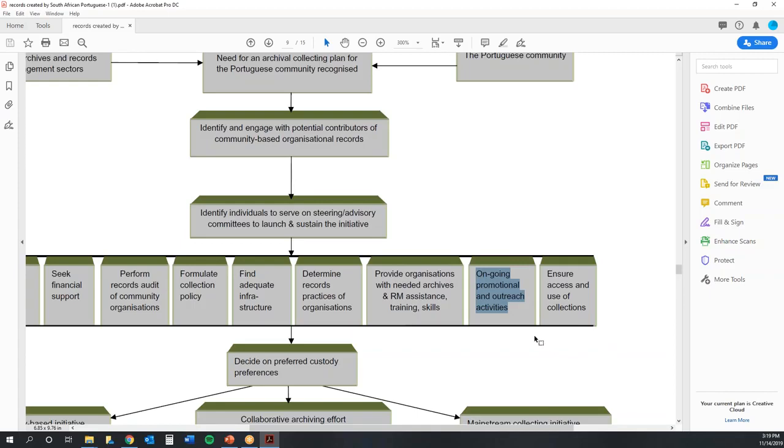promotional and outreach activities. So if you're determining records practices of organizations in your community, that's a great opportunity for them to learn more about your archive and what your archive does and why your archive is valuable, and you can go from there. When you're formulating a collection policy, if you're working with community members that you've identified as being particularly important or influential within the community, which is kind of a precursor to this step, then that can be a great outreach and promotional opportunity as well.